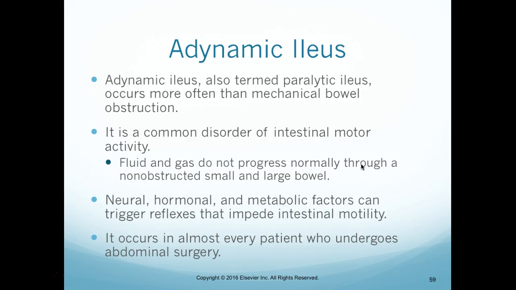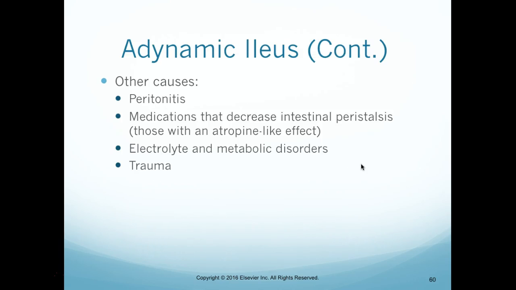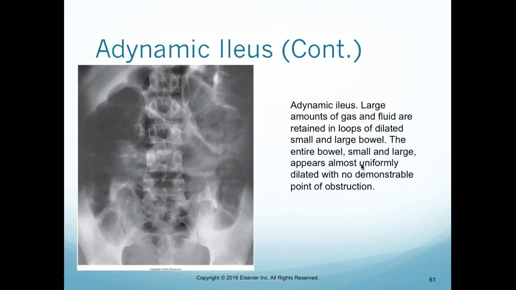So you're going to have these dilated loops of bowel that are normal. Other causes: peritonitis, medications can cause it, electrolyte or metabolic disorders, and even trauma. We find it when patients lay around a lot. So they lose the motor pushing, the peristalsis, of the contents in their abdomen through.